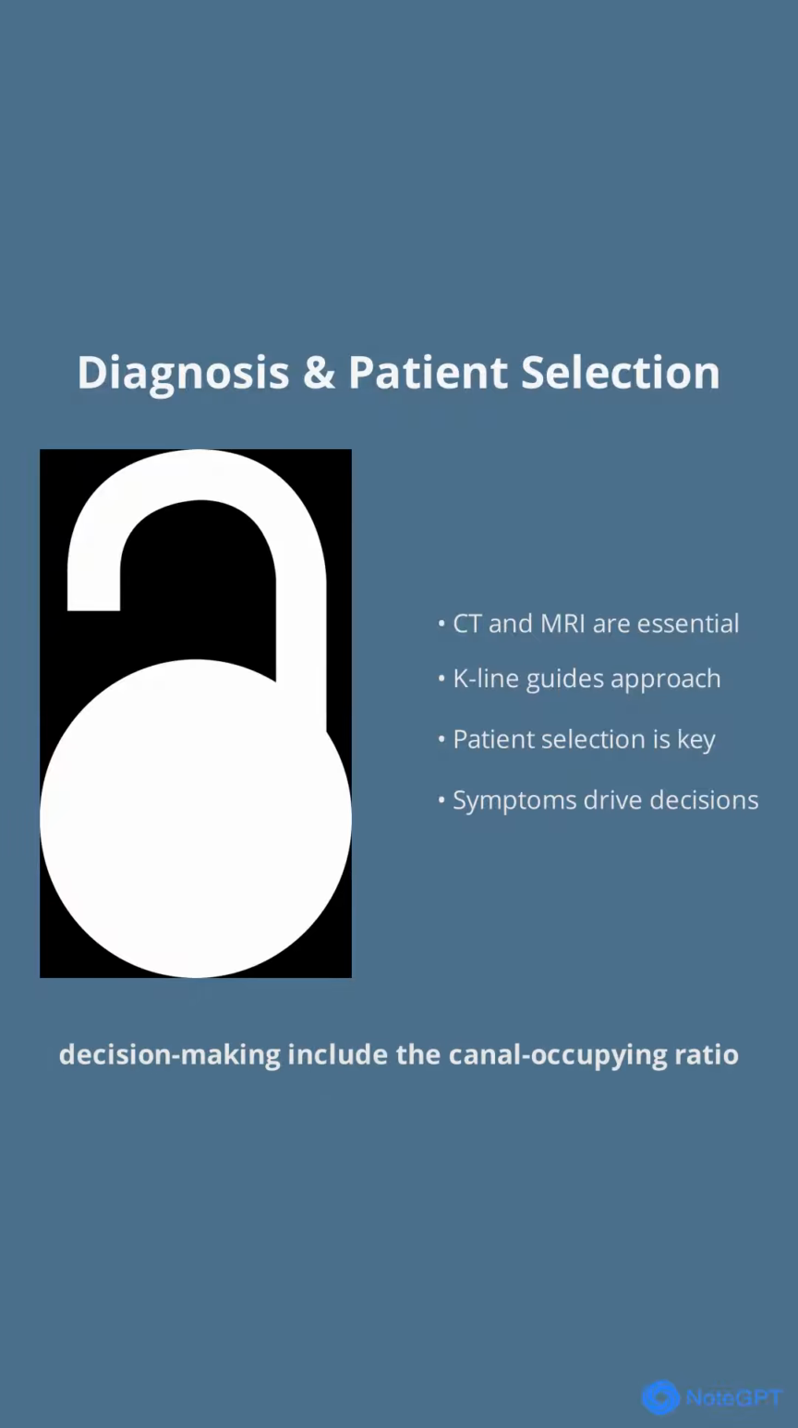Key factors in surgical decision-making include the canal-occupying ratio, cervical alignment, and the K-line, which help predict the best surgical approach. For example, if the OPLL mass crosses the K-line, an anterior approach is often favored. Patient selection is critical, as the risks and benefits of each surgical technique vary based on individual anatomy and disease progression. This careful assessment ensures that each patient receives the most appropriate and effective treatment.